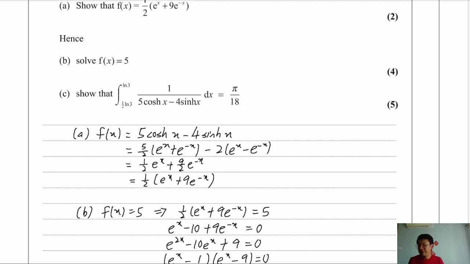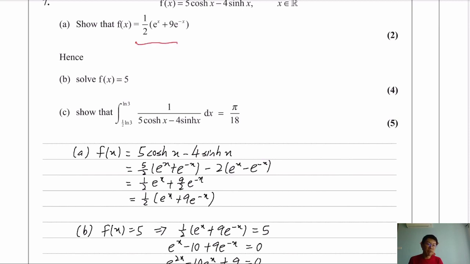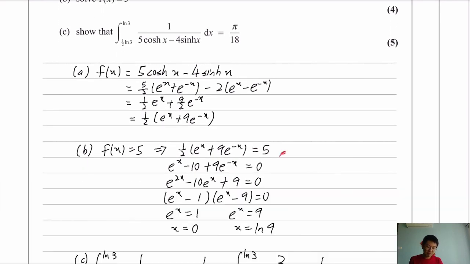So it's very easy to prove. Part B, solve f(x) equals 5. We already know f(x) can be written in this exponent form, so we just equate that to 5. From there we get an equation that involves e power x and e power negative x. In order for us to solve, we need to multiply the equation by e power x again, to get e power 2x and e power x, so that this is a quadratic equation. We have two values, e power x is 1 and 9, which gives us the values for x: 0 and log 9. That would be the solution for part B.